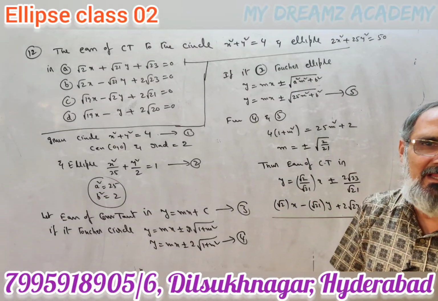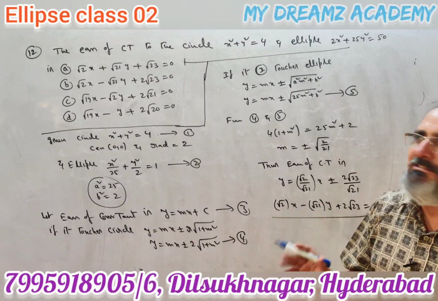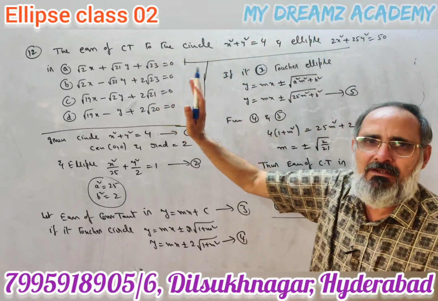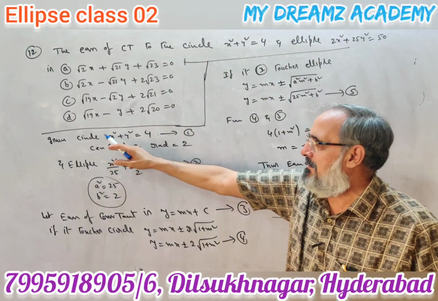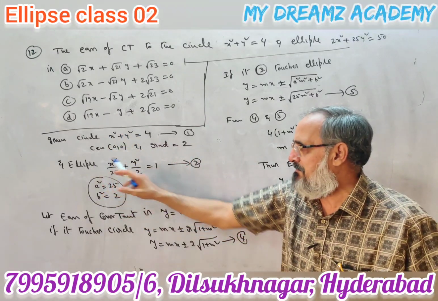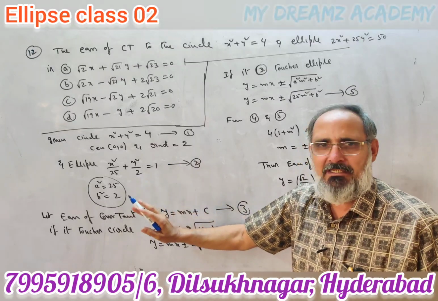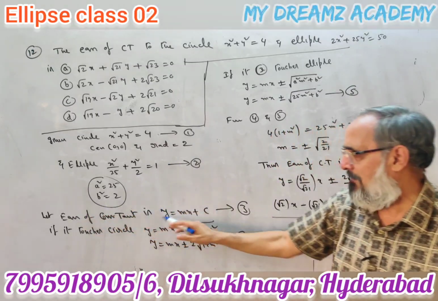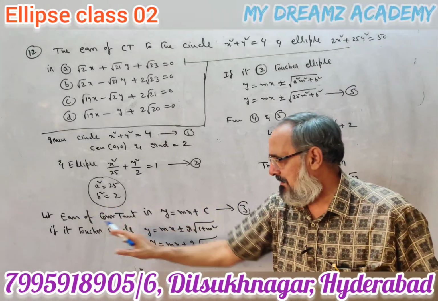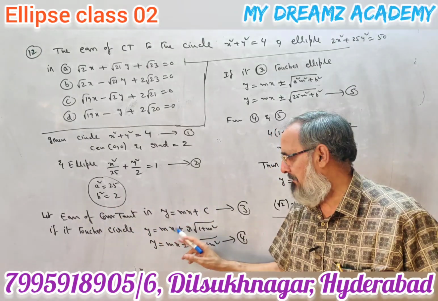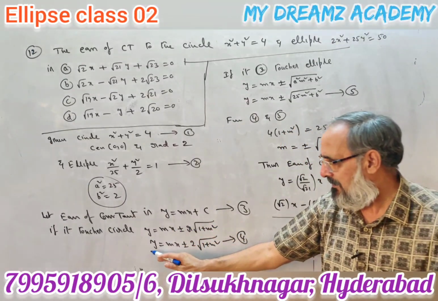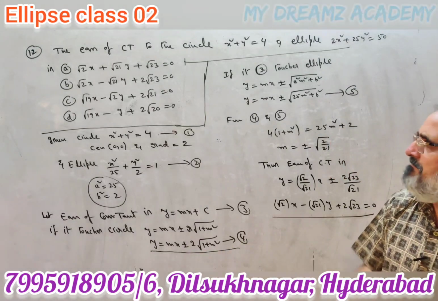A repeated design like the 11th, a common tangent for an ellipse and a circle. The equation of the common tangent to the given circle and ellipse will be what? First, write the given circle with center 0, 0 and radius 2 like previous. The ellipse is given, identify a square and b square. Let the equation of the common tangent be assumed in slope form as y equal to mx plus c. If it touches the circle, the condition is y equal to mx plus or minus r into root of 1 plus m square. With this we get the fourth equation.